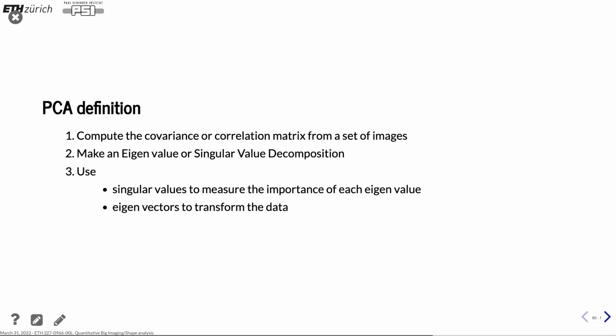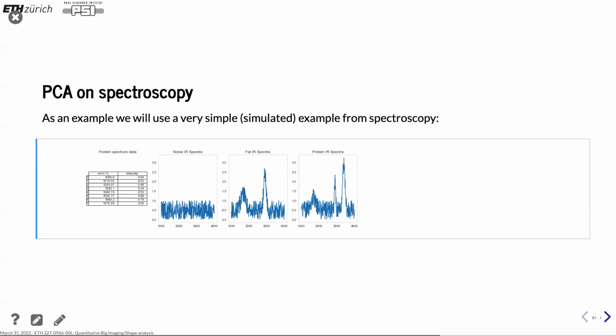That may sound abstract, so let's look at an example. This is just a toy example, so this is fabricated data, but it should resemble some kind of IR spectrum. In one case, we only have noise. In another case, we have some fat spectrum, and the last one is a protein spectrum. You can see the difference lies mainly in that in this case you have 2 peaks, and in this case you have a 3rd peak also in the spectrum.